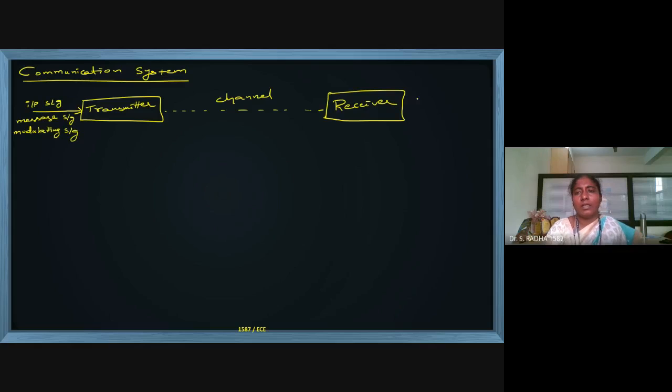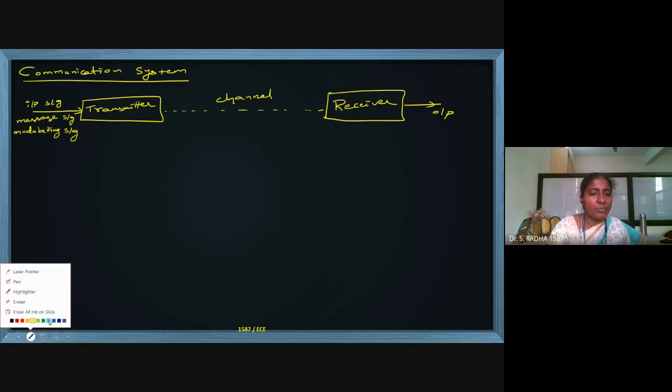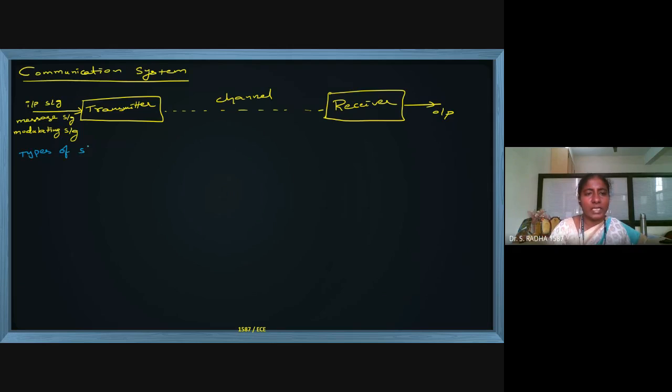Modulating signal. And here the final output can be obtained. Okay. Now, what are the different types of input signals? What are the different types of signals that can be transmitted?